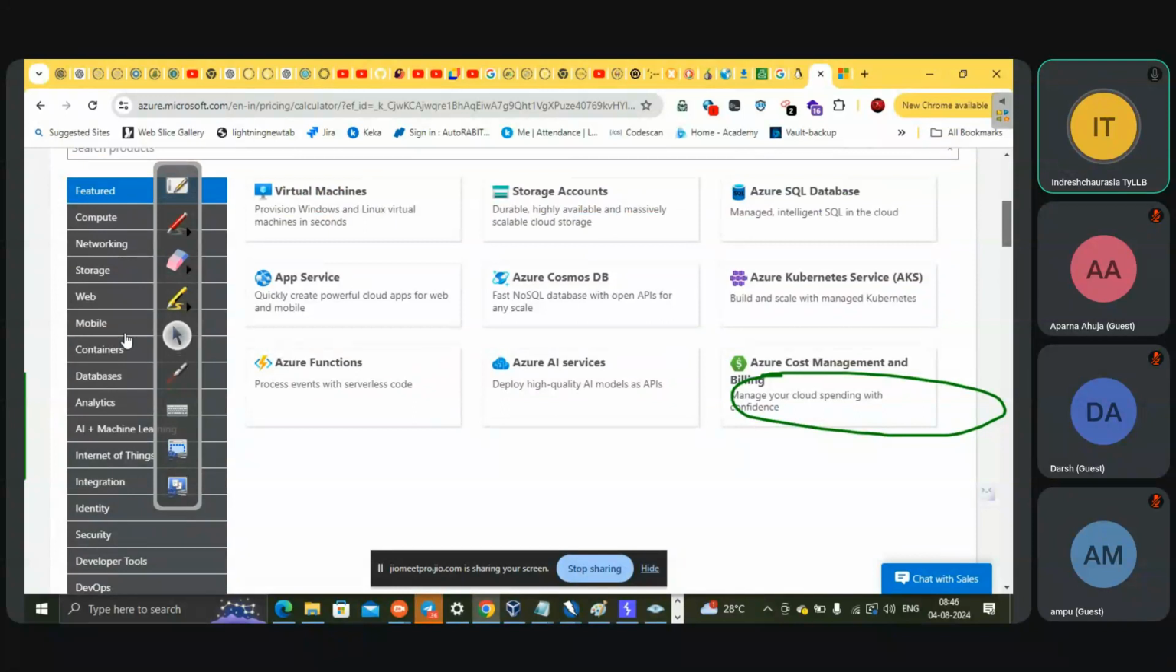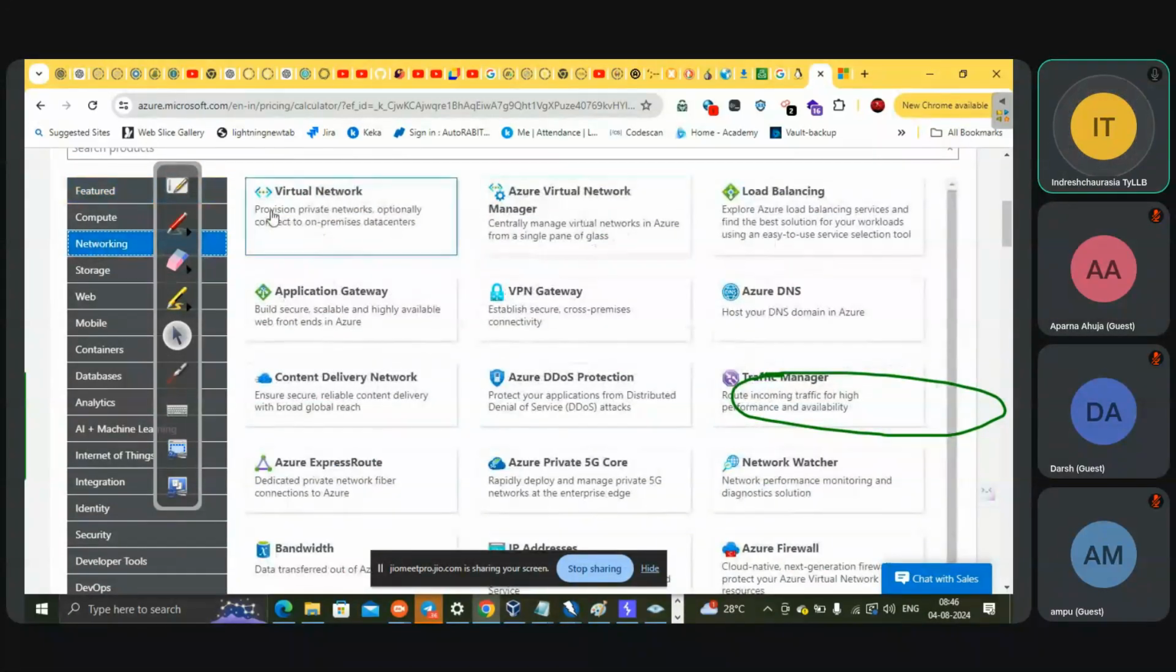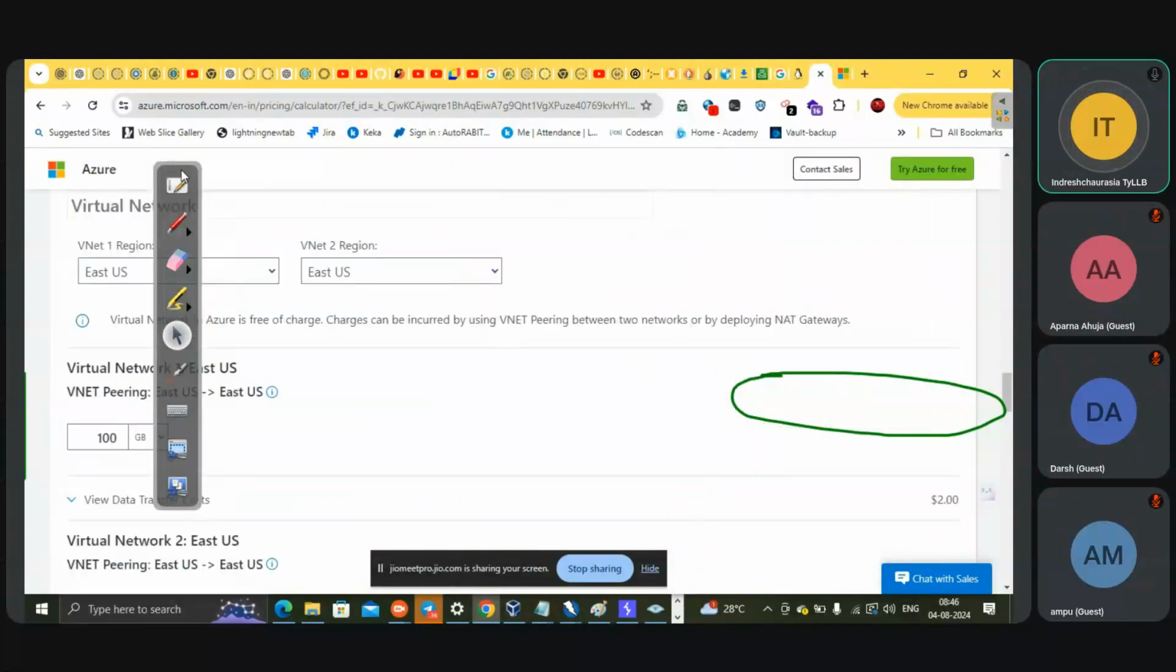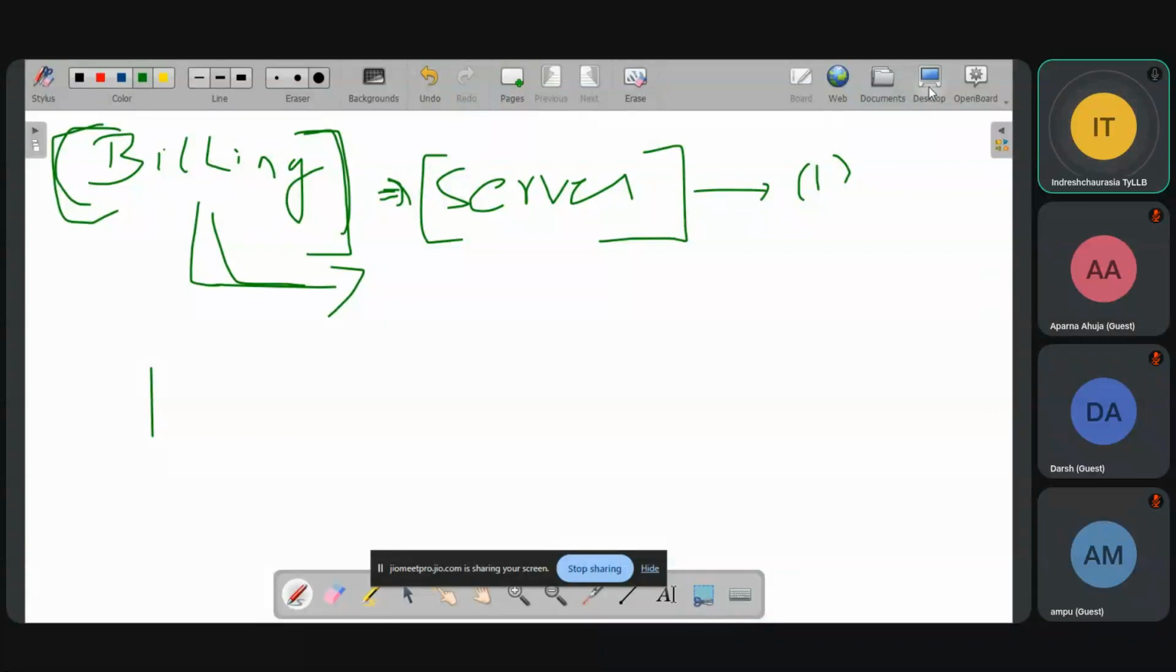Now suppose I wanted to add networking. In networking, this is a virtual network. Similarly, whatever we have on premises, like application gateway and VPN gateway, is now on the cloud. When I say virtual network, it is nothing but a segment of IP addresses. If I click here, it is added. Now view what kind of virtual network, and where we wanted to set it up.